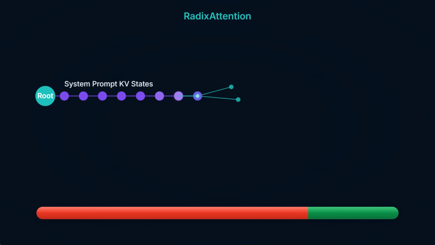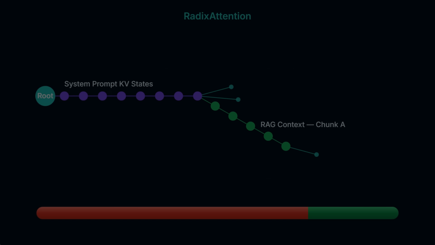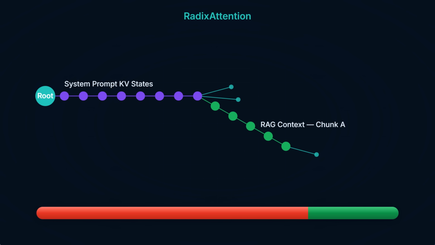Third request shares the system prompt, plus a RAG context chunk. It walks the cached prefix, then extends the tree with the new context. Fourth request, same structure, walks the entire shared path for free. The tree grows richer with every request that passes through it. Each new request only pays for its unique suffix. Shared prefixes, however long, are computed once, stored once, reused every time the path matches.